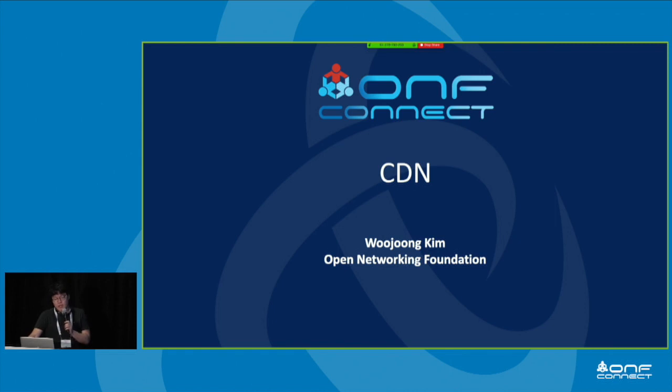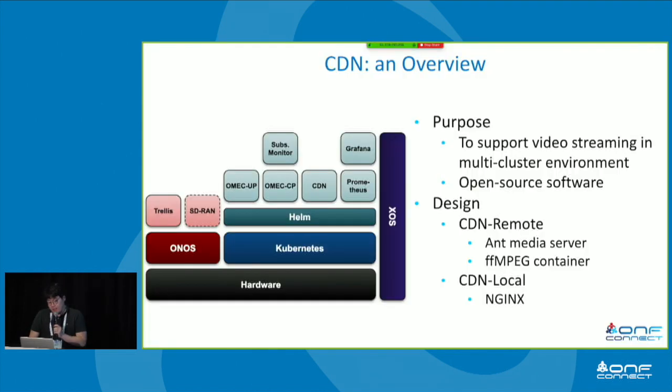So here are our OTT applications in COMAC. The left figure is our COMAC platform stack. The CDN is running in the Kubernetes environment, and to deploy the CDN, we are using Helm. The purpose of the CDN is to support video streaming in the multi-cluster environment, and of course, we developed the CDN with all open source software.